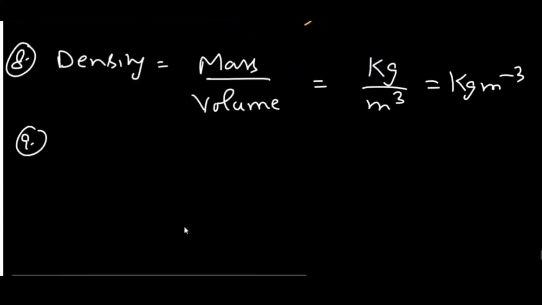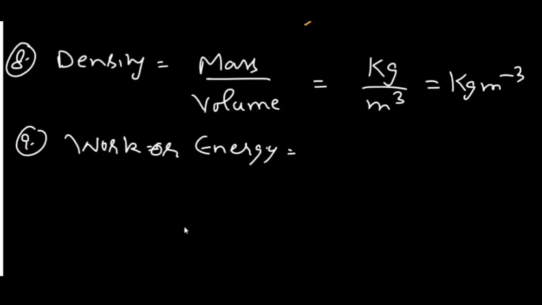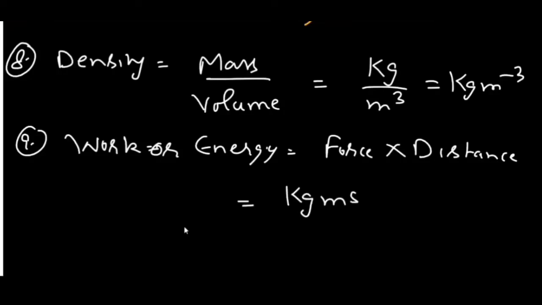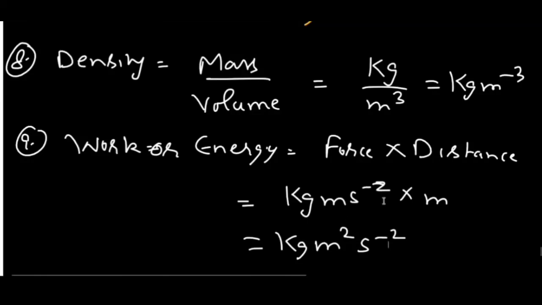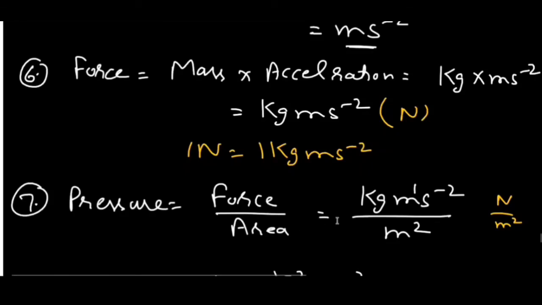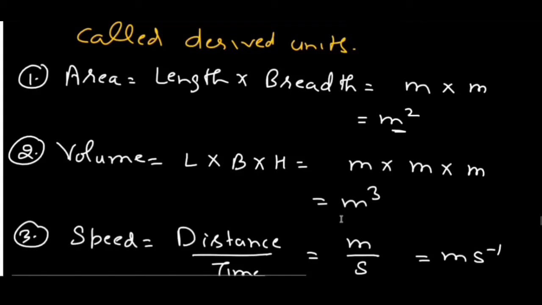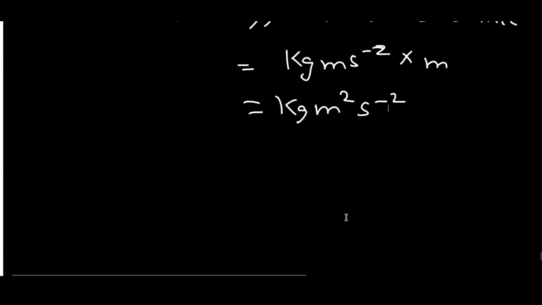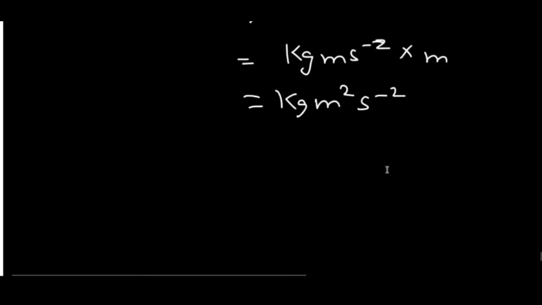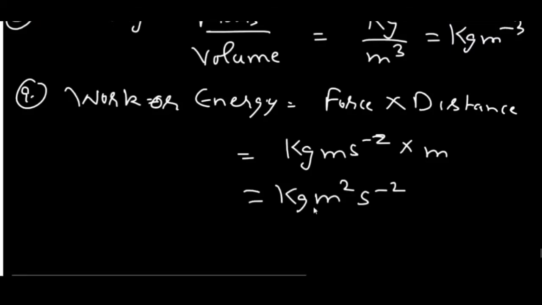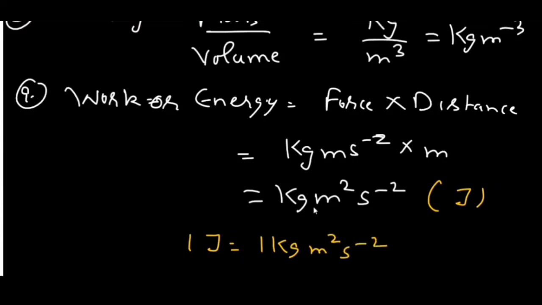Next, work or energy. We know the formula of finding work is force into distance. The unit of force is kilogram meter per second square and distance is meter. So it is kilogram meter square per second square. जो भी मैं unit यहाँ use कर रहा हूँ, I have already derived that unit, just like force kilogram meter per second square. This is the force. Area meter square ऊपर अभी find out किया, same way से. And we know the unit of work or energy, this is also joule. So 1 joule is equal to 1 kilogram meter square per second square.